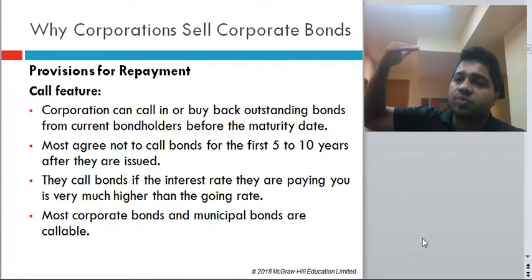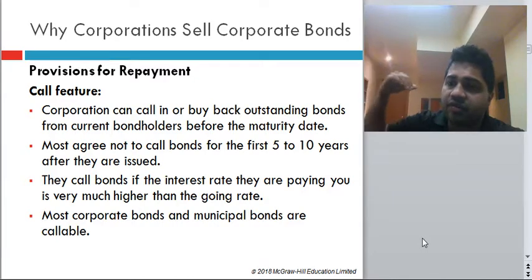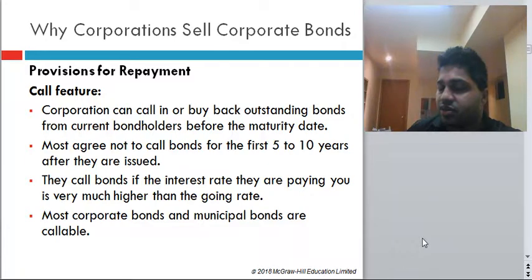So I issued bonds at 15. Now everyone is issuing bonds at 10%. If I have a call feature, I'll pay my bondholders their money back. I'll buy all those bonds back from the bondholders and issue new debt, which is cheaper. Most companies issue bonds with a call feature because it helps them reduce the cost of borrowing when the interest rate goes down.